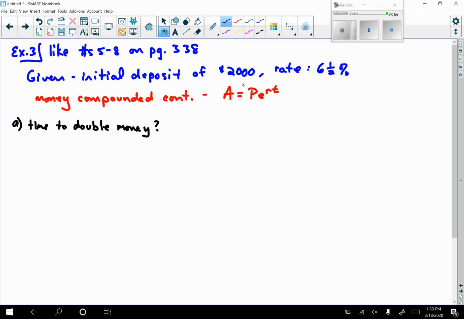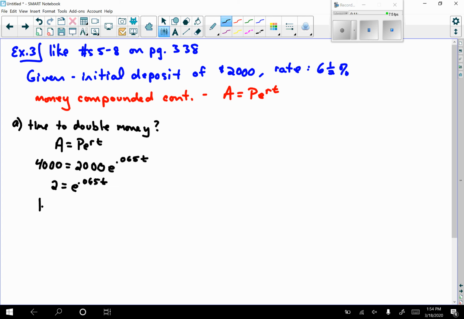Right now we're putting in 2,000, and we always want to show what formula we're using. If I were to double 2,000, that means my final amount after so much time is going to be 4,000, which is equal to 2,000 e to the, my interest rate is 6.5%, so 0.065 times t. Divide both sides by 2,000, so we get 2 equals e to the 0.065t.